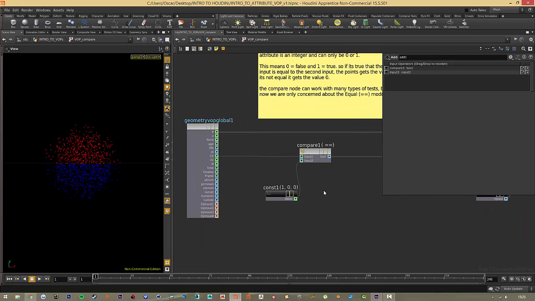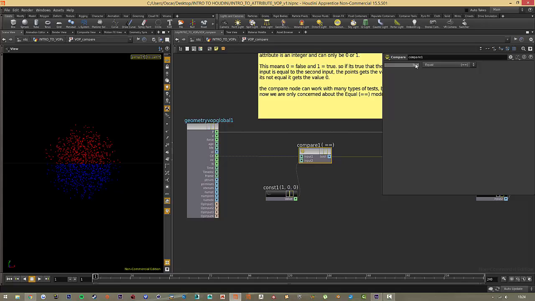Okay, so what the compare node does, it takes two inputs, okay? So we're gonna input the color values, and as you remember, we have two different color values. We have 1, 0, 0 for some of the points, and we have 0, 0, 1 for some of the points. I want to do things to the points that have the value 1, 0, 0. This means that in the compare node, I want to only work on the points that are equal to 1, 0, 0.